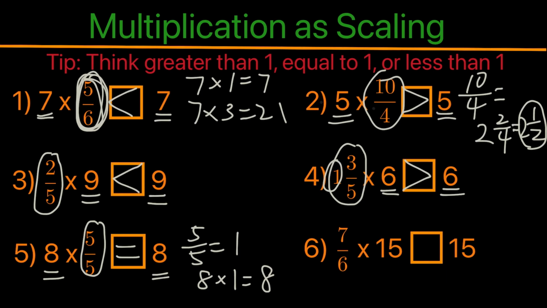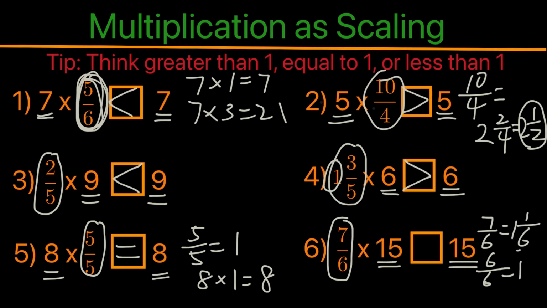And for the last example, we have 7/6 times 15, comparing with 15. Looking at this fraction here, 7/6 is an improper fraction, and 6/6 is equal to 1. So 7 over 6 would be 1 and 1/6, and 1 and 1/6 is just above 1. So the answer would be greater than.